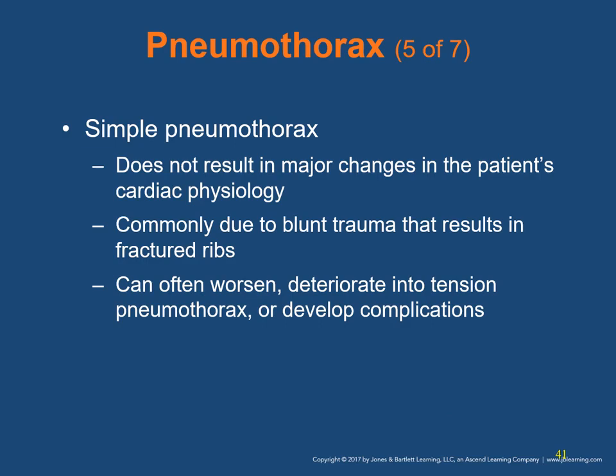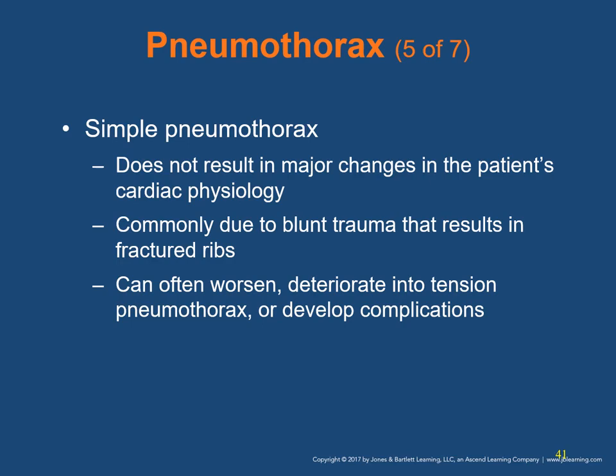Simple pneumothorax does not result in major changes in the patient's cardiac physiology. It is commonly the result of blunt trauma that results in fractured ribs. Decreased breath sounds are associated with significant lung collapse. Signs and symptoms: dyspnea, increasing work of breathing, increased respiratory rate, tachypnea, and accessory muscle use, decreased oxygen saturation, and a crackling sensation felt on palpation of the skin, subcutaneous emphysema. Late findings: decreased breath sounds on the injured side, lethargy, cyanosis.